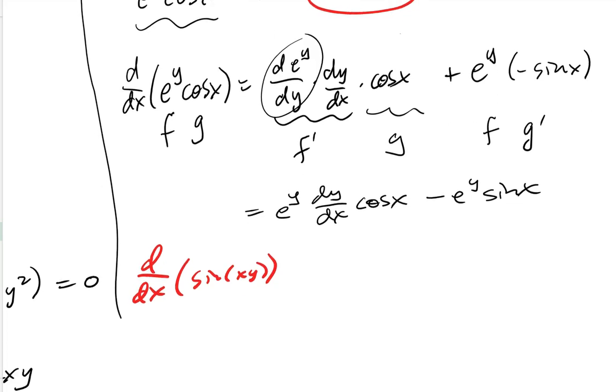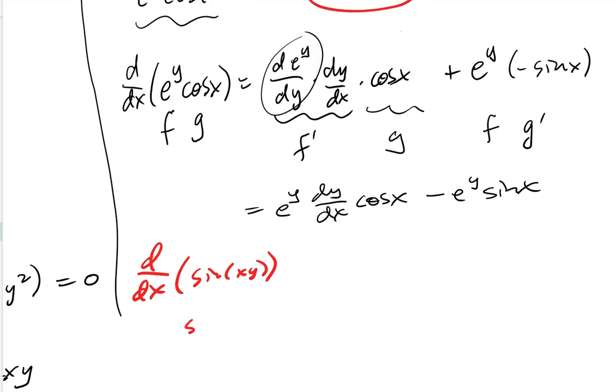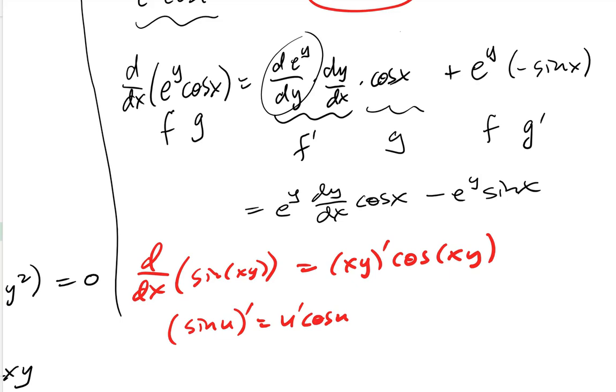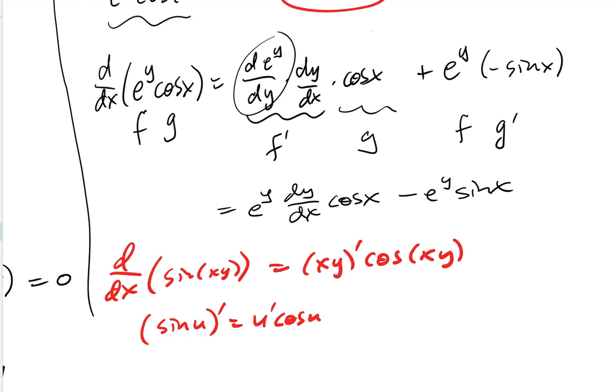So this is going according to the chain rule. So the sine of u, when you take its derivative, will be u prime cosine of u. It's the chain rule. So it'll be u prime, so that'll be (xy)' cosine of xy. That prime means derivative with respect to x. All right, now we have to take care of that.